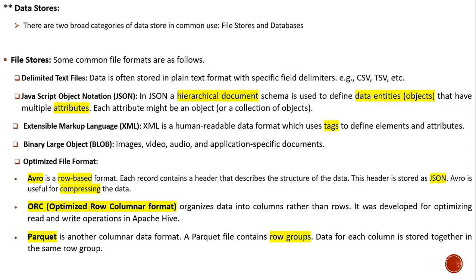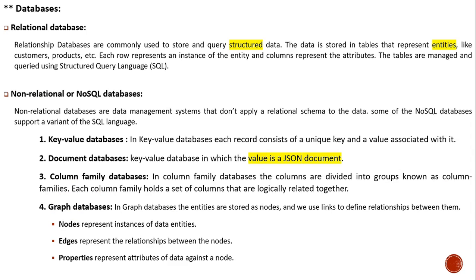So where we see row groups. How is it different from ORC? It has row groups, and data for each column is stored together in the same row group. Okay. So next one is the databases.